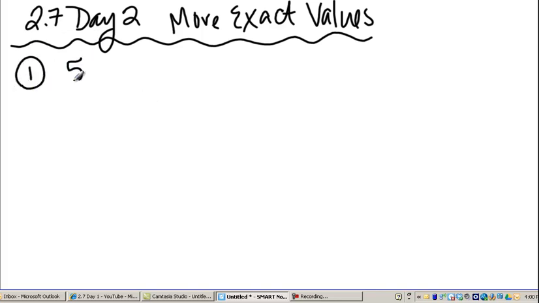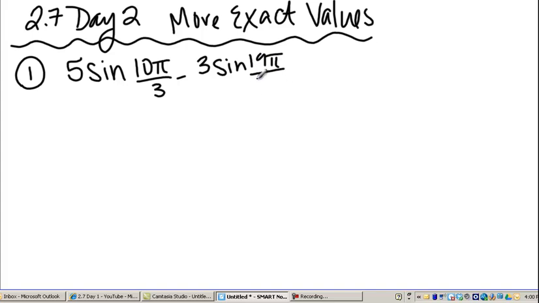We've got 5 sine of 10 pi over 3 minus 3 pi, or 3 sine 19 pi over 6. Okay? I bet you're kind of like, whoa, what is that? All you're doing is you're trying to find out what your sine of 10 pi over 3 is, and you're multiplying it by 5. This is just an algebraic expression with sine in it. That's all you were doing.